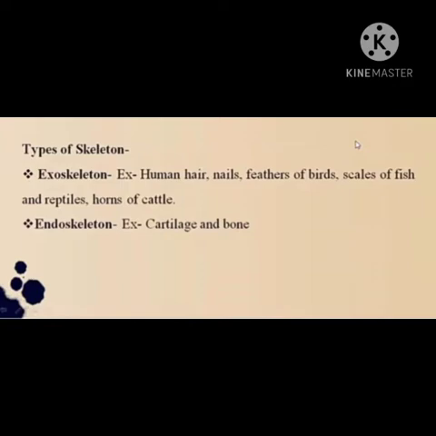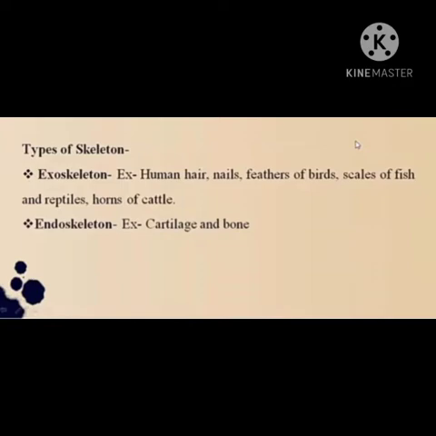And next is your endoskeleton. Endoskeleton is actually all the hard parts which are present inside the body. They constitute endoskeleton. For example, our bones and cartilages. And all of you know that these bones and cartilages help in the movement of the body.